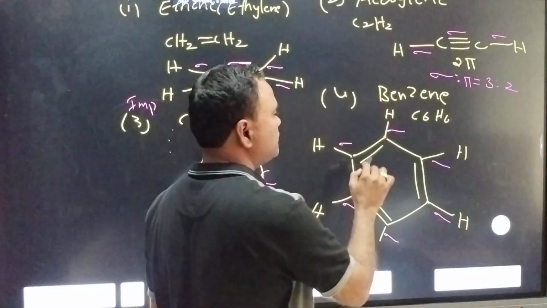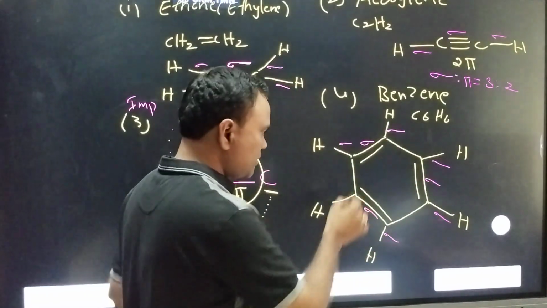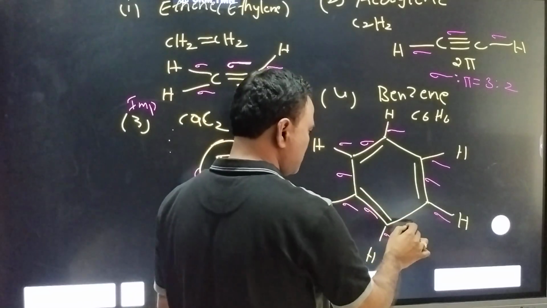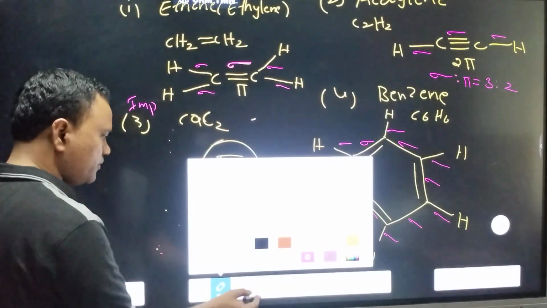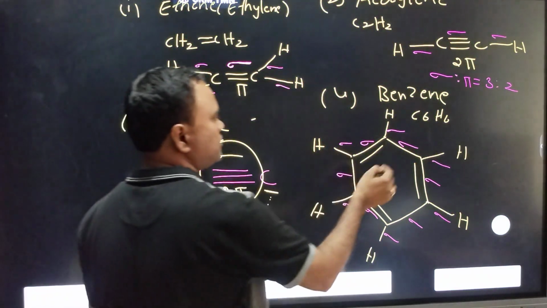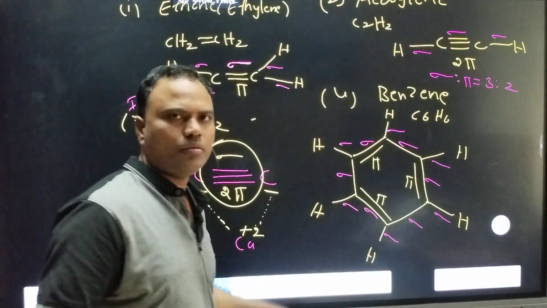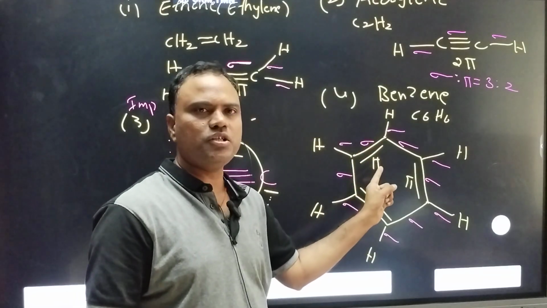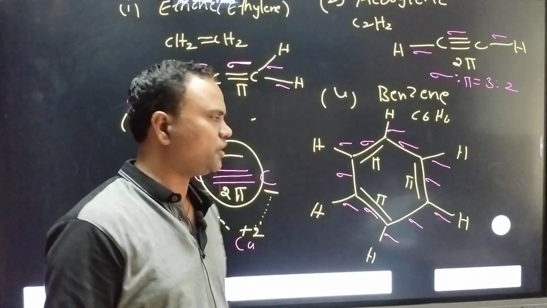In a double bond, one is sigma. This is a single bond, sigma. And I'm writing pi bond with a different color. This is a double bond, pi. Because in a double bond, one is sigma, one is pi.